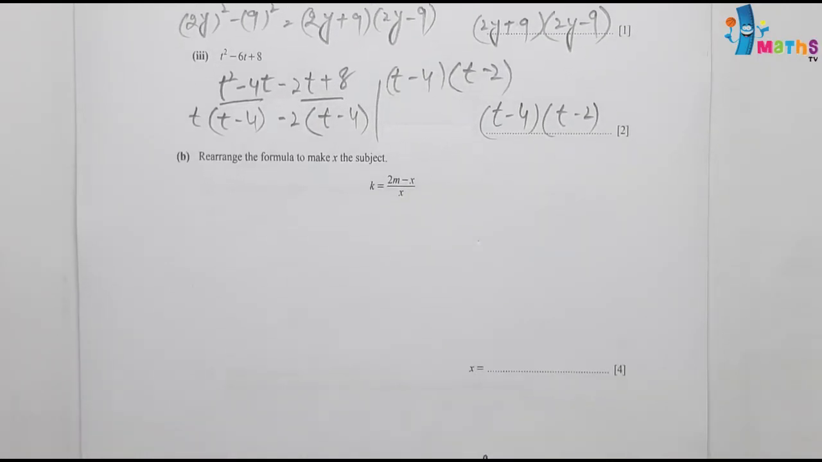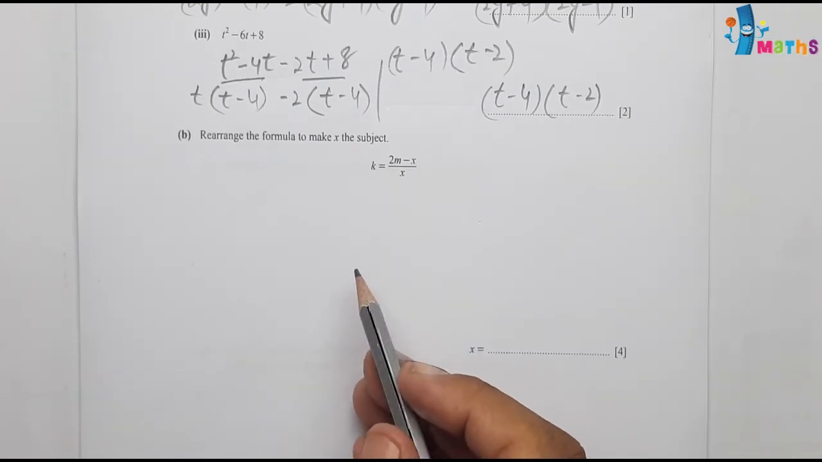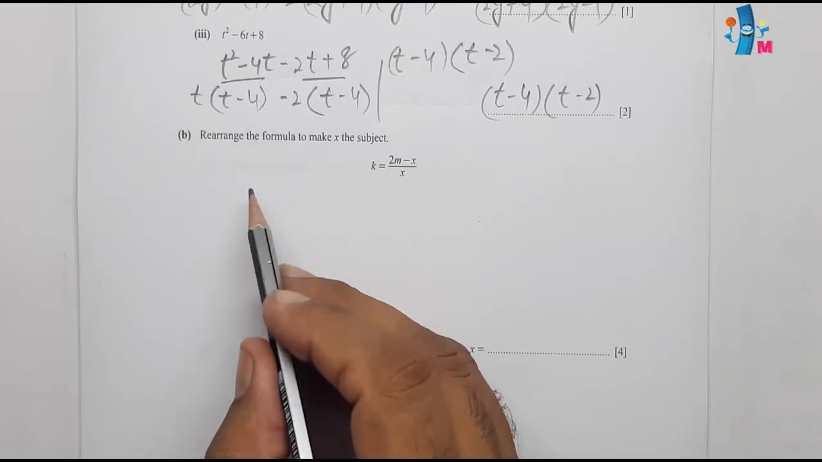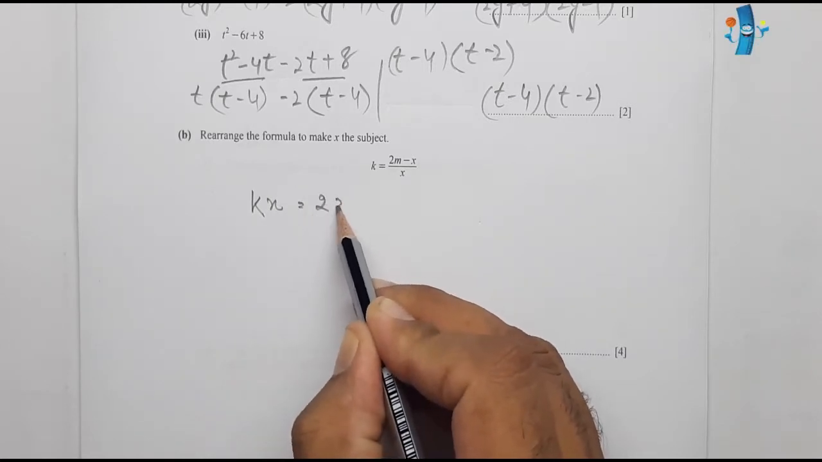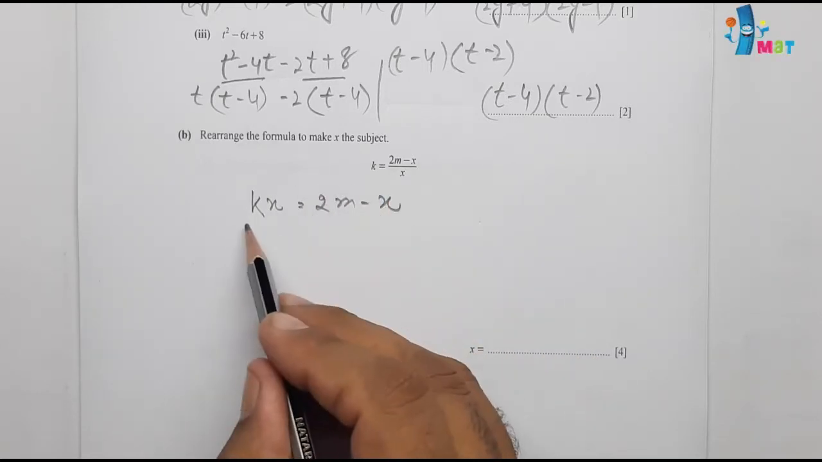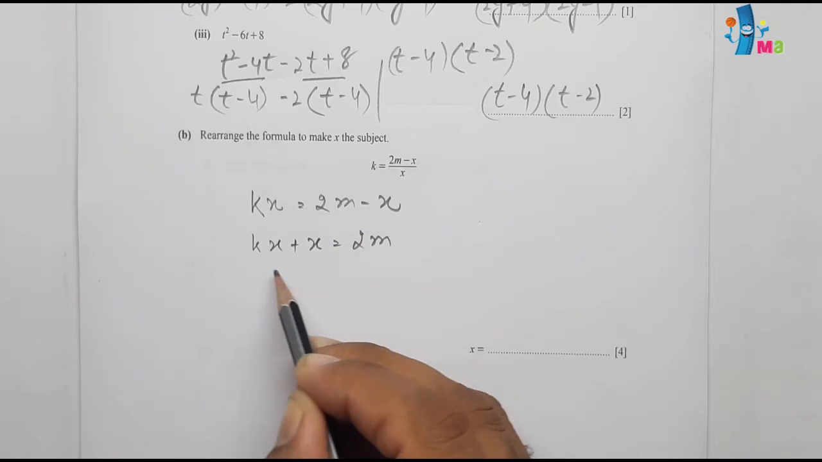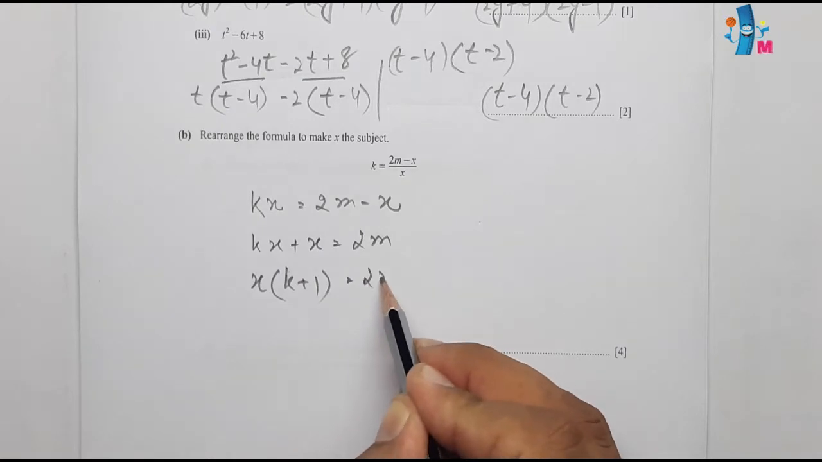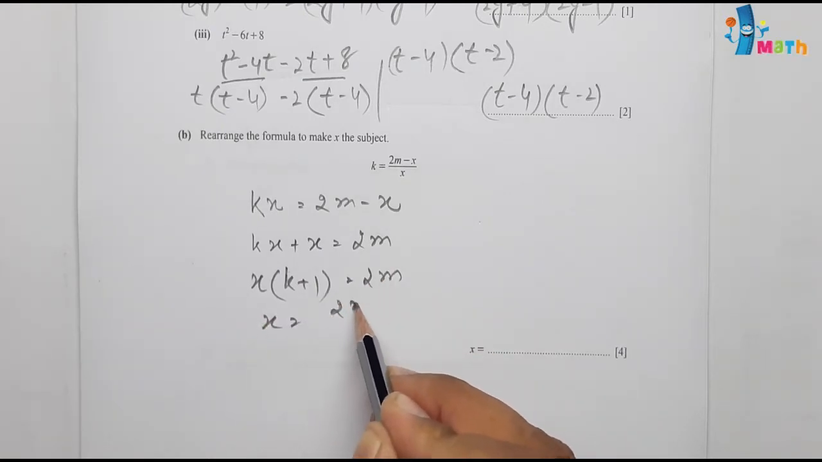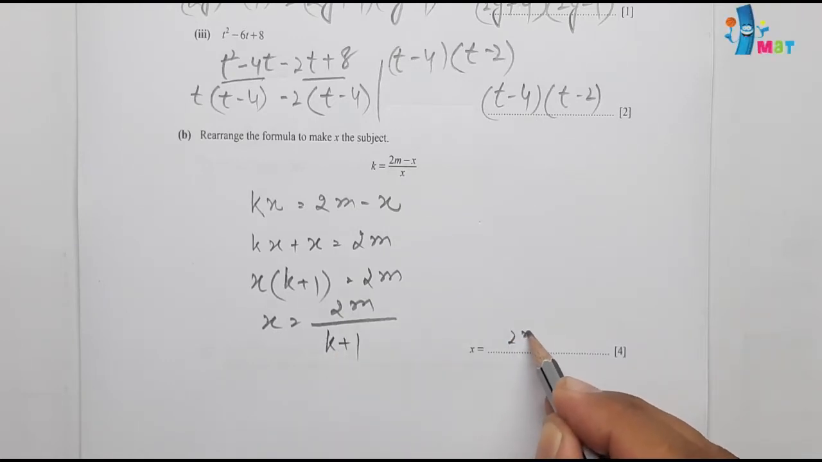Now making subject: rearrange the formula to make x the subject. So this is also an easy question. What we can do is just cross multiply first. So kx will be equal to 2m minus x. Now x we can send to this side, so kx plus x is equal to 2m. So we can take x common, so x times k plus 1 is equal to 2m, and x will be equal to 2m over k plus 1. This will be our answer, 2m over k plus 1.